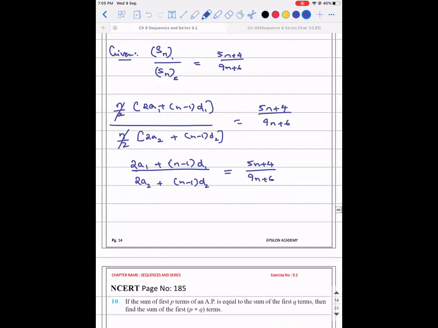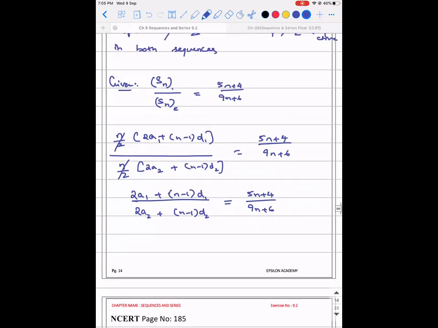Sir, one doubt, sir. Yeah, tell me. Sir, the numerator is 2a1 plus n minus 1 into d1, no, sir. Sir, why can't we equate it to that RHS numerator, sir? 5n plus 4. You cannot do that. You cannot, see, they are in the same proportion. They are not the same values. Because 1 by 2 is the same as 2 by 4. You cannot equate 1 and 2. Okay, sir. Right? You cannot do that. So how do we proceed?